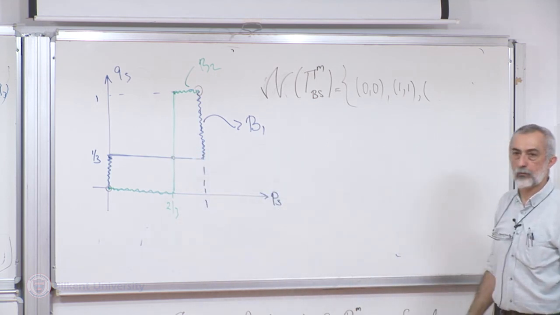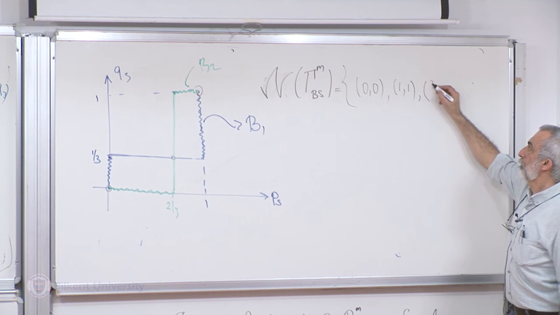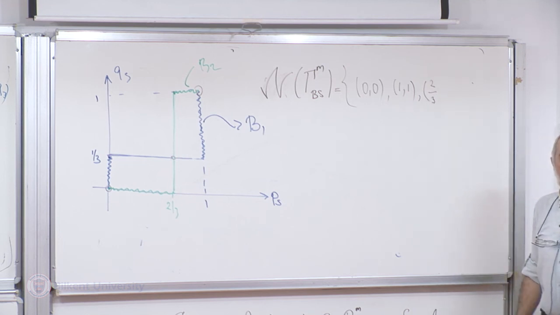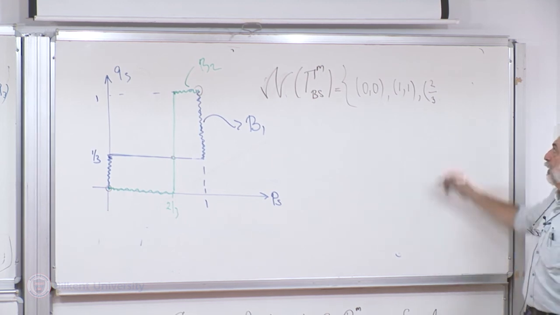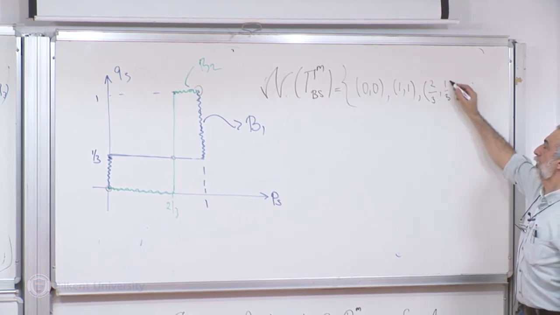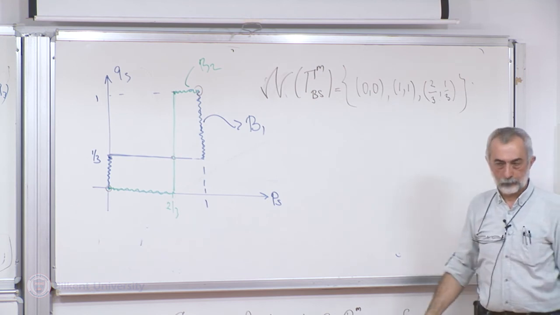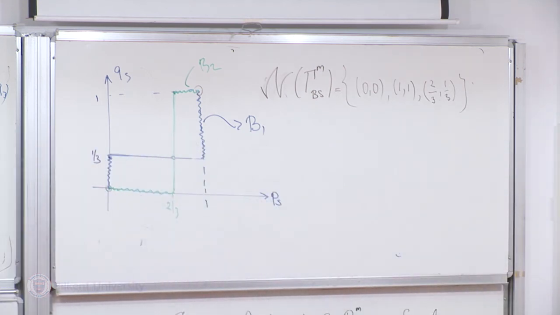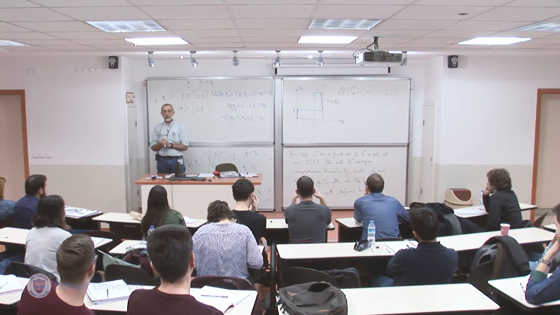this point where player 1 goes to the soccer match with probability 2/3, and player 2 goes to the soccer match with probability 1/3. Okay? So far, so good? Any questions?